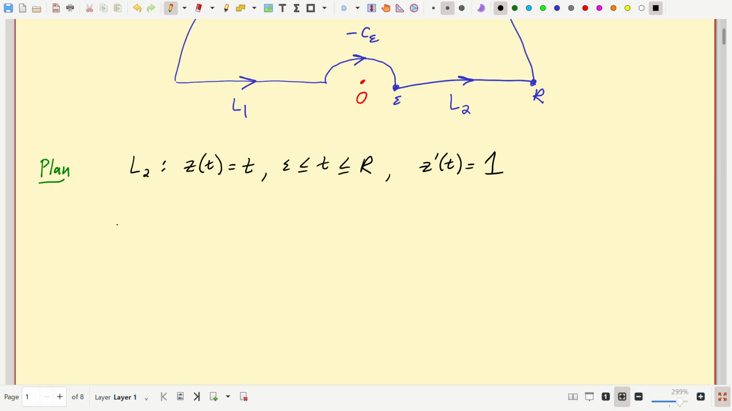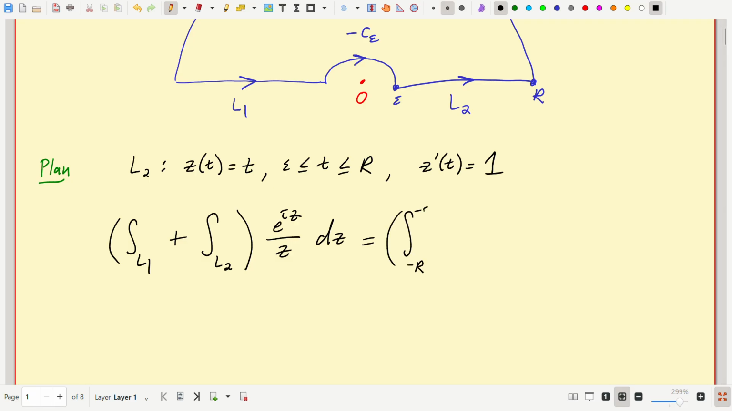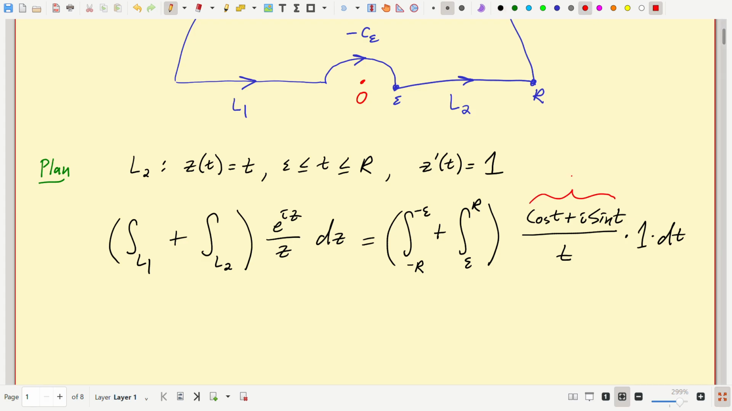Let me show you what I get when I add these two things up. The integral along L1 plus the integral along L2 of e to the iz over z dz is going to be the integral as t ranges from minus R to minus epsilon, plus the integral as it goes from epsilon to R, of e to the it, which is cosine t plus i sine t, divided by t, and times 1 dt, because the z prime is 1.